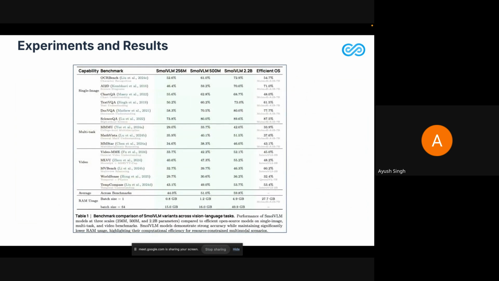So these are the results from all the 3 sizes that they released. As you can see, even the smallest SmolVLM 256 million performed comparable to a 7 billion parameter model, which was quite surprising. Because what they essentially did is borrow different ideas from all the previous researchers and combine them into one. That was pretty interesting. Anything more to add in the results?